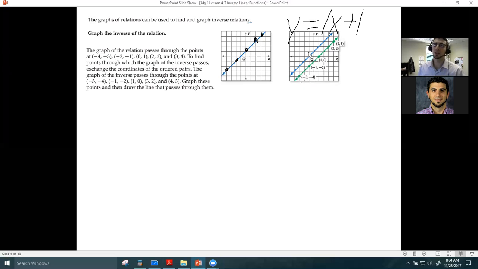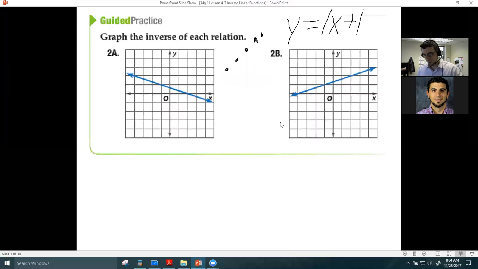Now, it looks like the inverse, you just slid the line down or slid it over a little bit, okay? And we'll talk about what that means in a minute. So here you guys go. Go ahead and try to graph the inverse of each of these relations and then hit play when you're ready. Go ahead, pause the video.